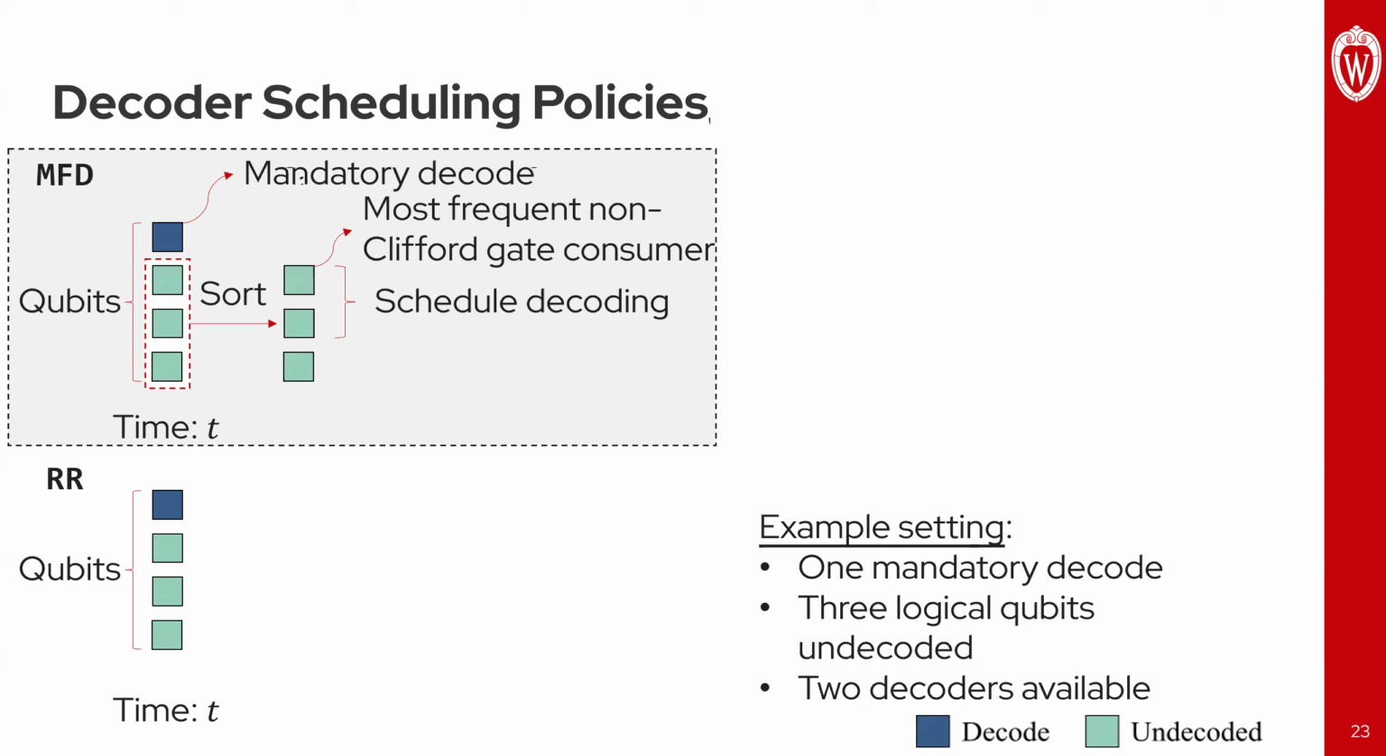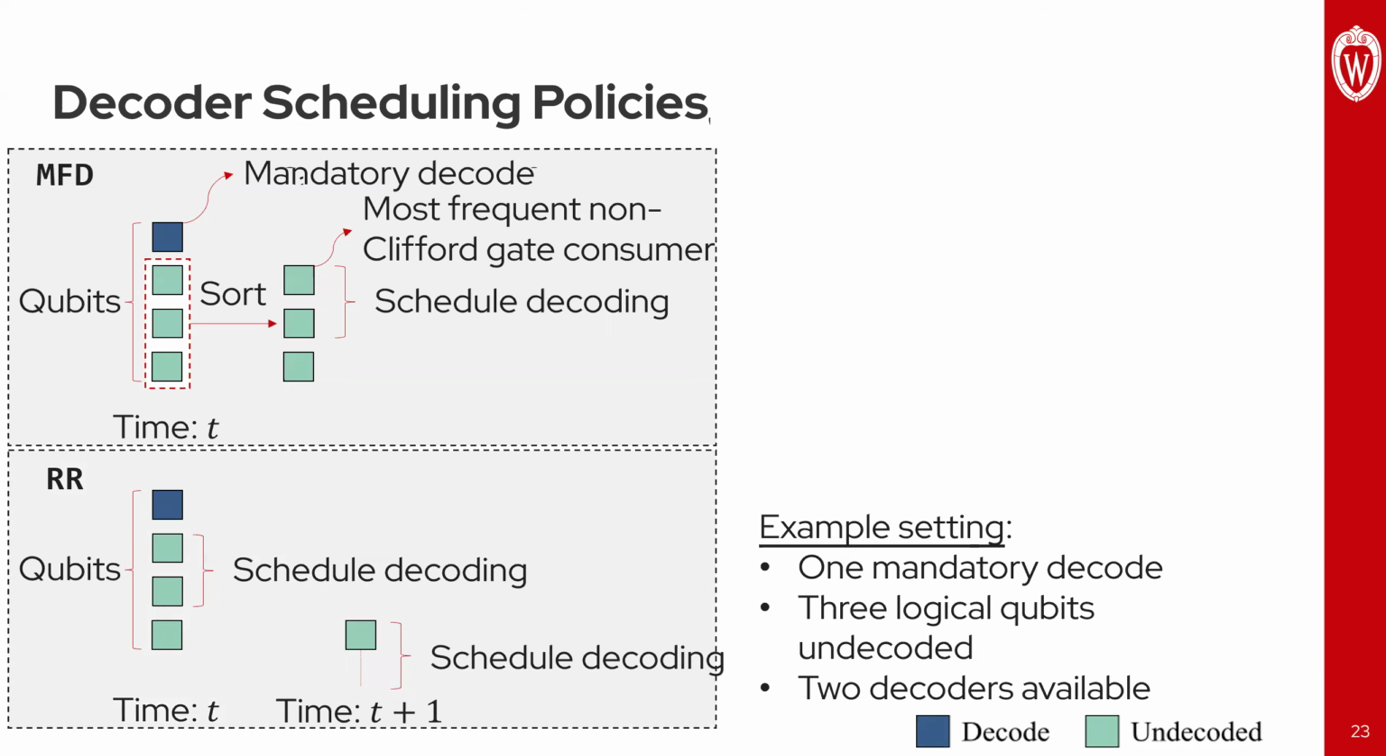So now we have three logical qubits that are undecoded. We select the first two. We schedule decoding for those at this particular time step t. And at the next time step, we schedule decoding for the next two logical qubits. And so this ensures fairness across all logical qubits.